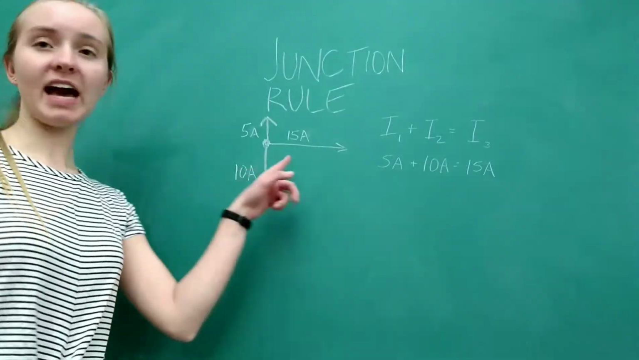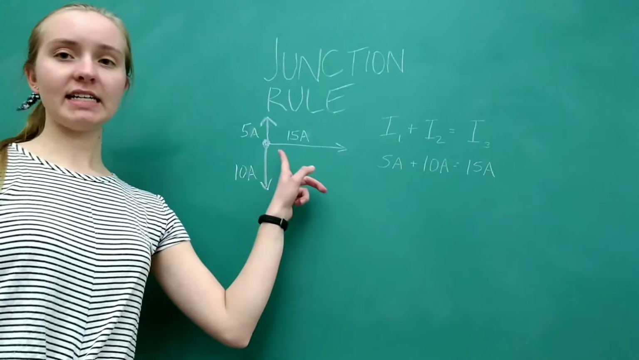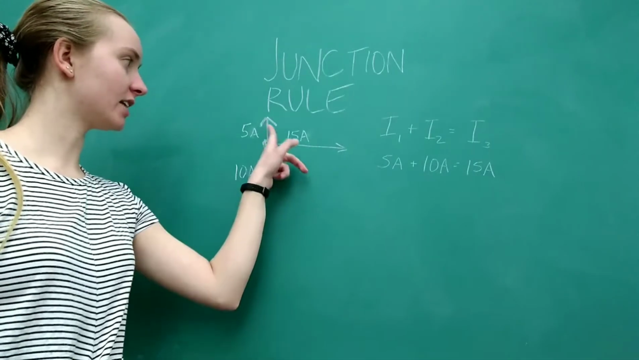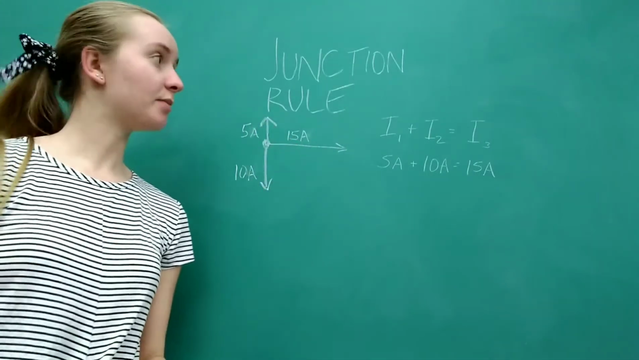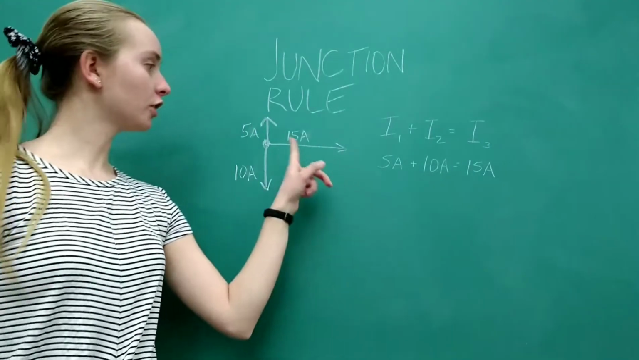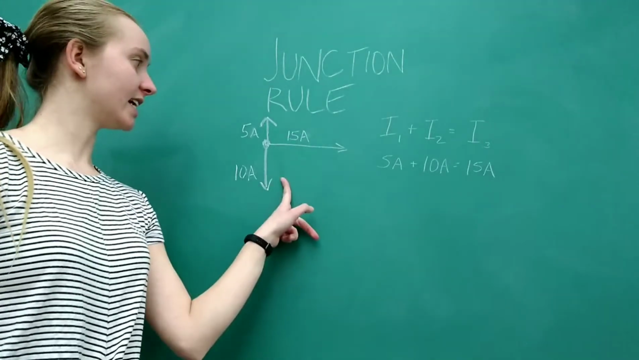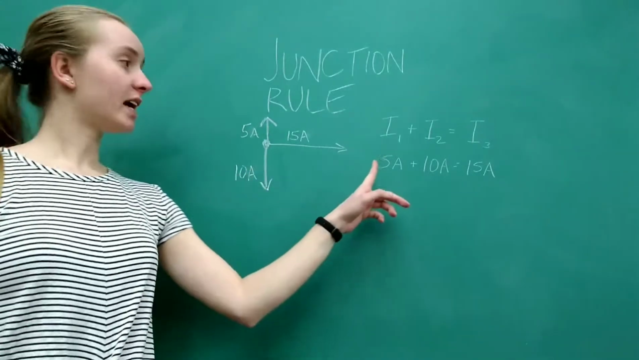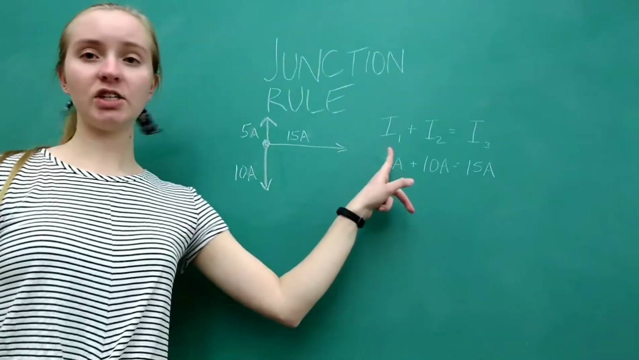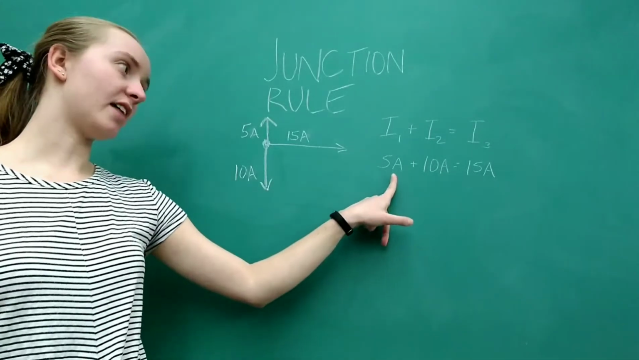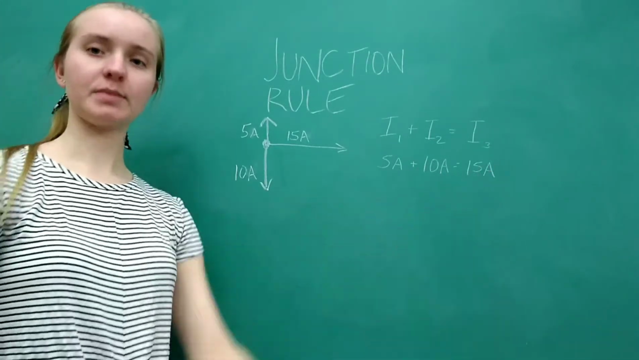In this example, we have a junction right here. In one end comes the 15 amp current. Out of it comes a 10 amp current and a 5 amp current. We can see that this makes sense with the junction rule because the current flowing into the junction, 15 amps, is equal to the current coming out of the junction, 10 amps and 5 amps. If we put that into an equation, it would be I1 plus I2 equals I3, where I represents a current. In this case, it would be 5 amps plus 10 amps is equal to 15 amps.